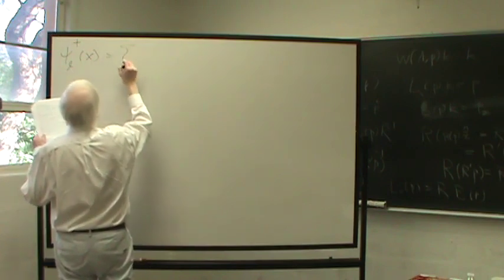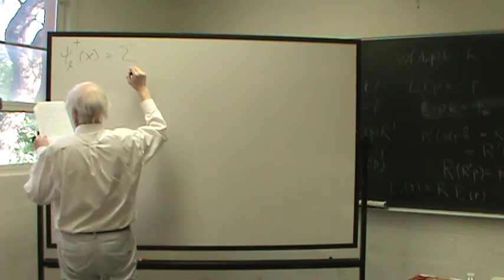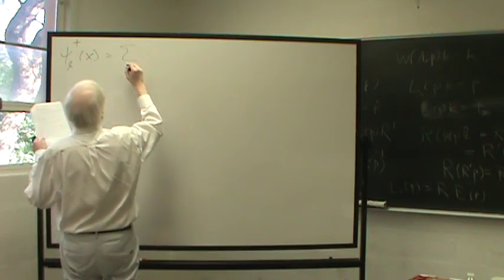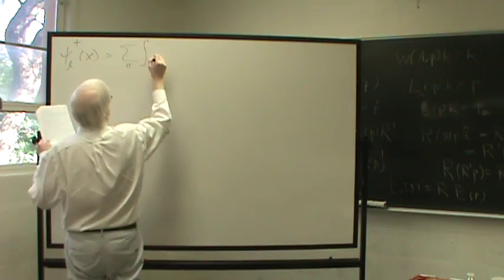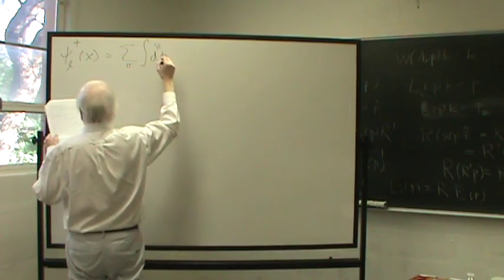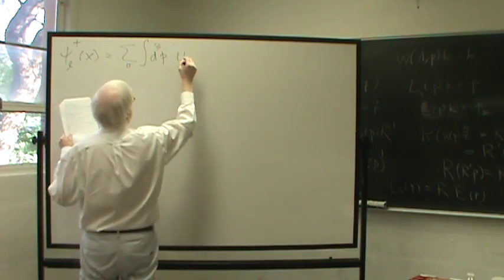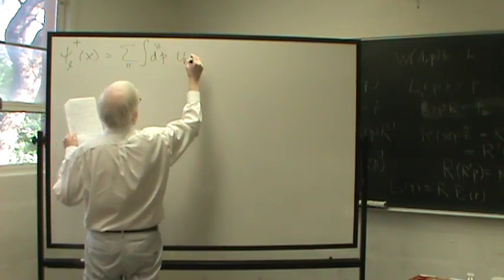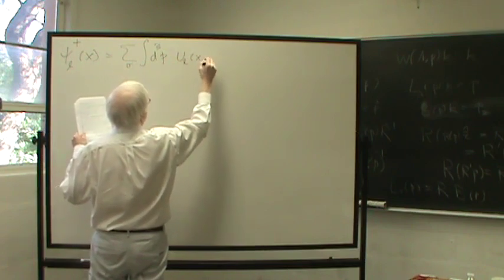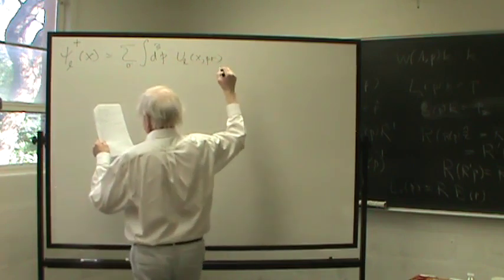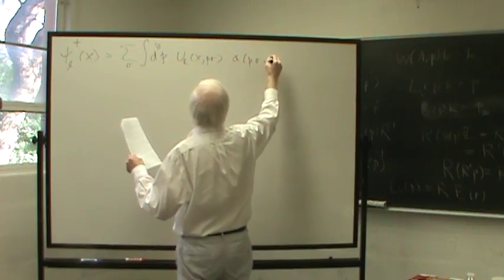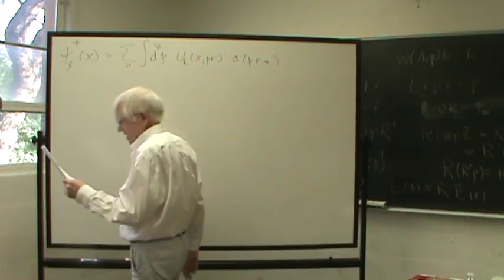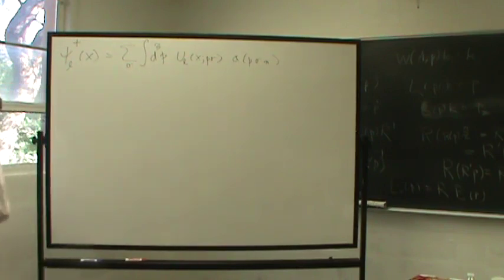So this is then the sum on sigma, integral d^3p, u_L of x, p and sigma, a of p, sigma, and type n. So this is a field of type n here.